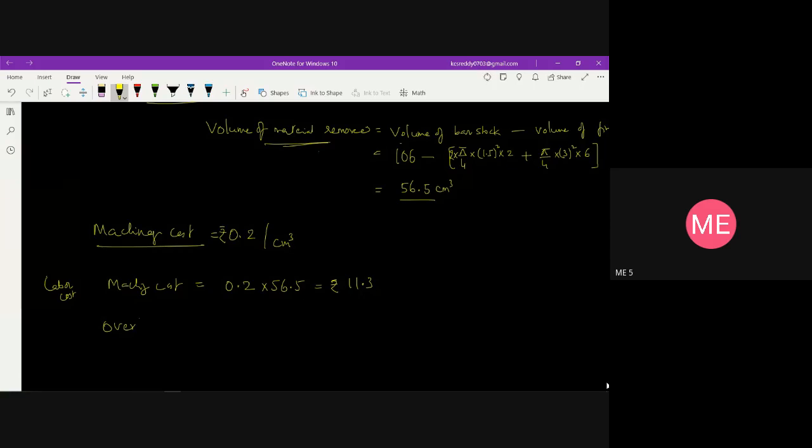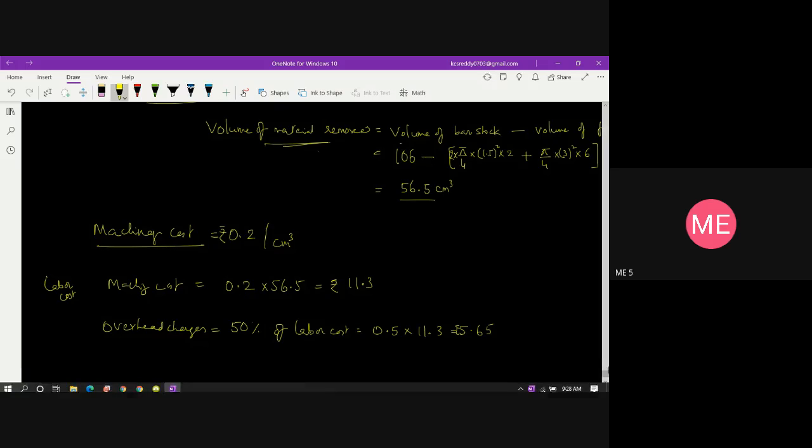So overhead charges is taken as 50% of labor cost. That is 0.5 into 11.3, which is going to be around 5.65 rupees. So this is the overhead charges which I got. Now total manufacturing cost we need to find out, the total manufacturing cost for one component.